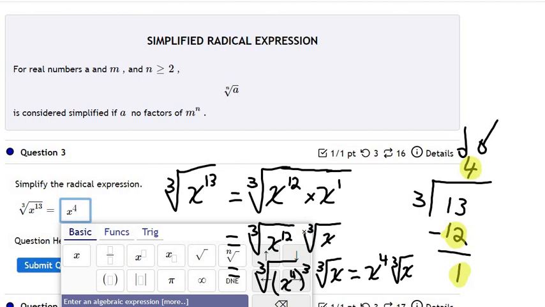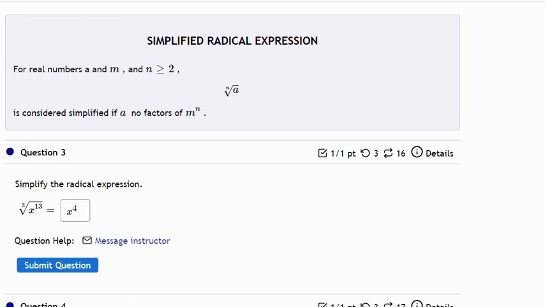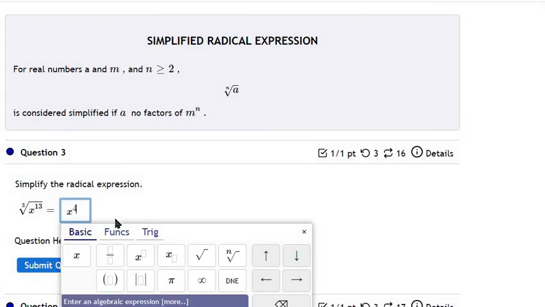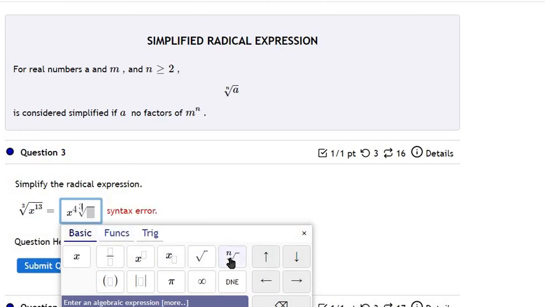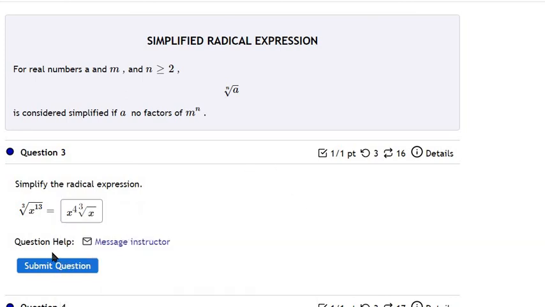So let me clear some of this and go back in where I can see this answer palette here. All right, and then I'll hit this nth root button and type cube root, and it's the cube root of x that I'm looking for. So this should be the answer.